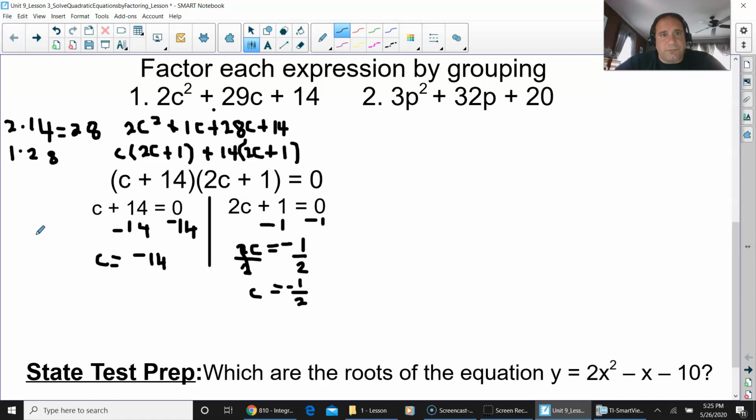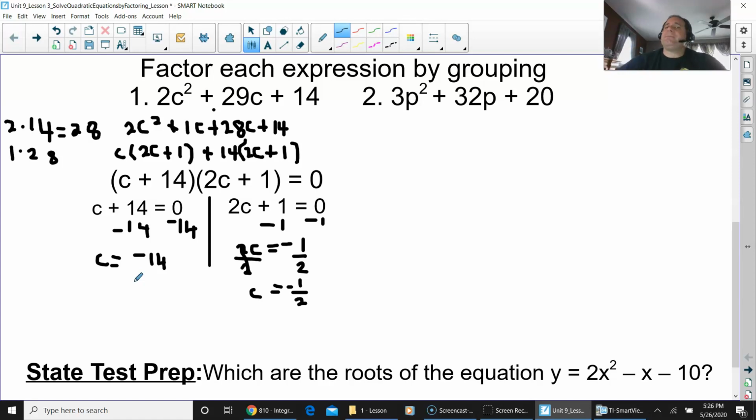Those are the roots. Remember, the question didn't ask you to solve for the roots. The question asked you to express, factor each by grouping. You did that right here. This is the answer, C plus 14 times 2C plus 1. I'm just taking you one step further, obviously, that you could just split it up from there and make each equal to 0 and then solve, and then you have your roots. So basically, it's just one step added to where you are with the grouping.